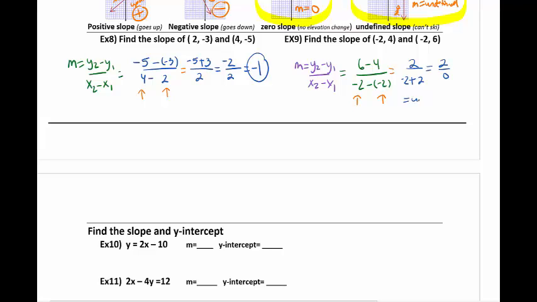This is undefined. This is a super easy one for y'all to make careless mistakes on. So any time you're getting a special case, I would quickly draw the picture. So I have the point negative 2, 4, which is here, and I have the point negative 2, 6, which is here. That is my vertical line. That's my cliff. I cannot ski it, so that's an undefined slope. If you're ever not sure on your special cases, especially, draw the picture out.